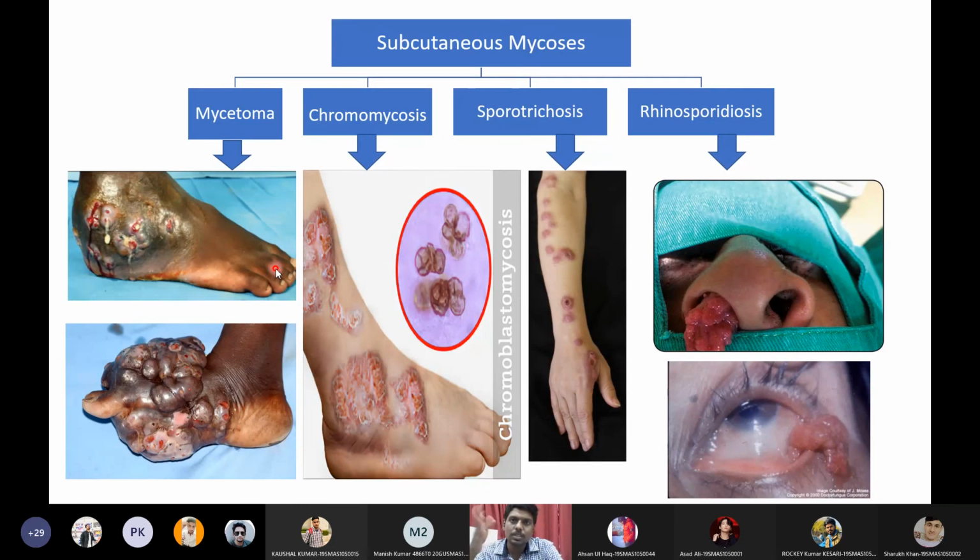Just go through the notes once. Prepare the notes and go through the examples and names. That's it. Without revision, your brain will fry. You will become confused. So this is what I can say. Thank you very much, students. You can leave. From next week onwards, we can start systemic mycosis. Then we can say goodbye to mycology. Then we can start our actual classes on virology.